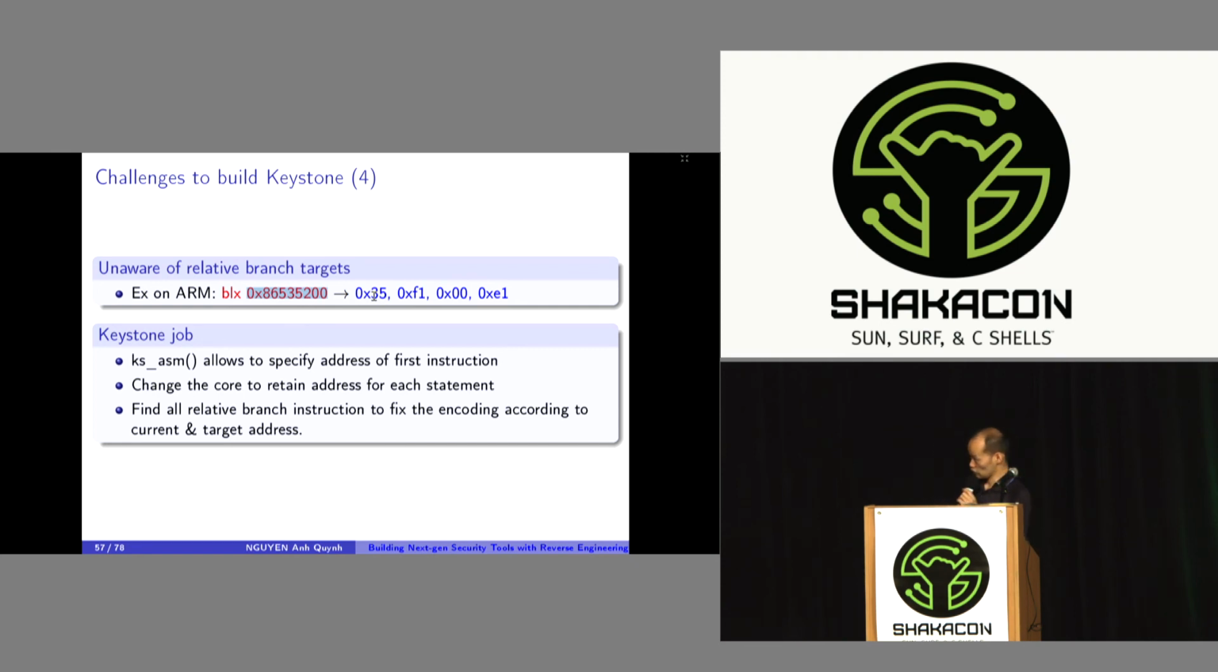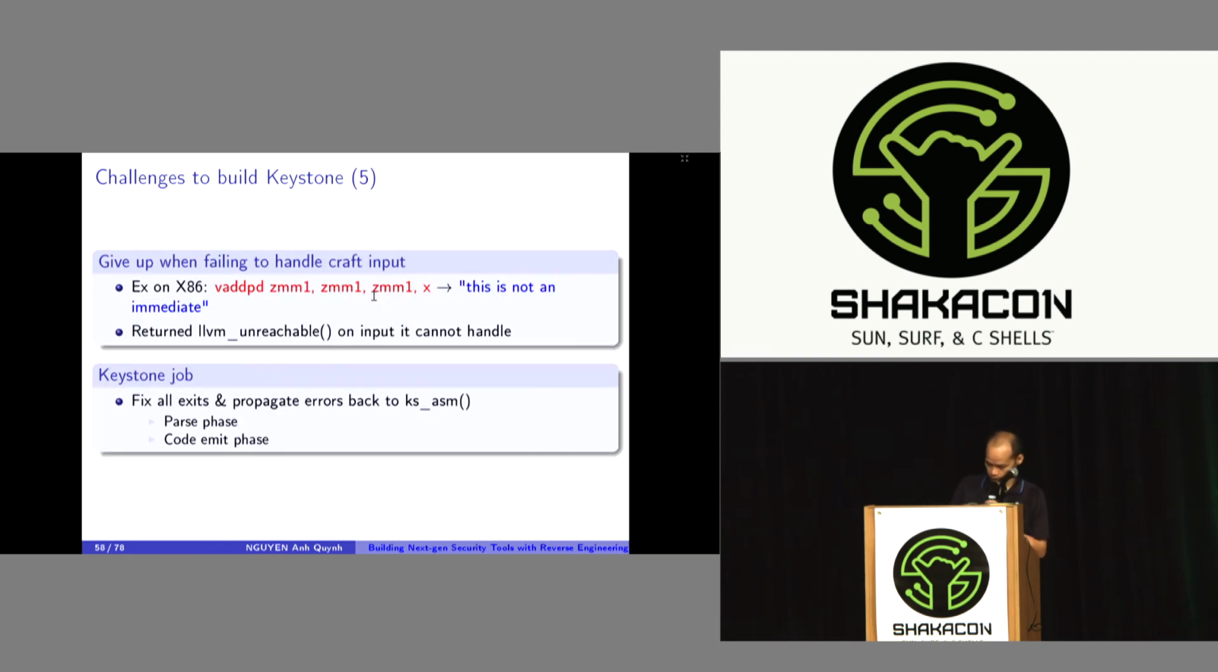So for Keystone, I had to change the core of MC so we can return the rest of each statement in the input, and I fix the output. The other challenge is that when LLVM sees invalid input, it just gives up and crashes out, which is not acceptable for a framework, right? So for Keystone, I had to fix all the exits, and I do not quit, but I propagate errors back to the API.